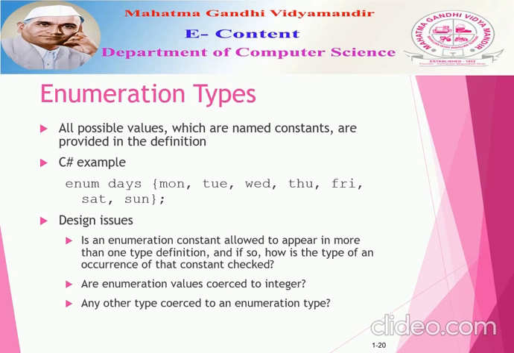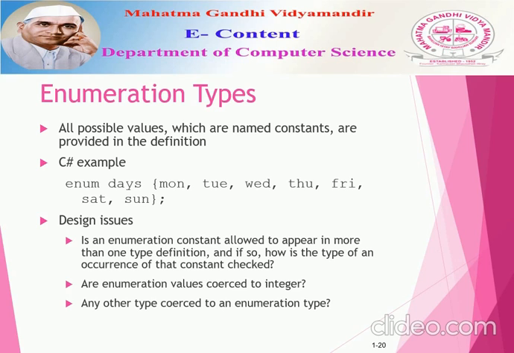So there are some design issues also. In an enumeration, is a constant allowed to appear in more than one type definition, and if so, how is the type of an occurrence of that constant checked, or unchecked? Are the enumeration values coerced to integer? Are any other types coerced to the enumeration type? Okay, so these are certain design issues relevant to your enumeration types.